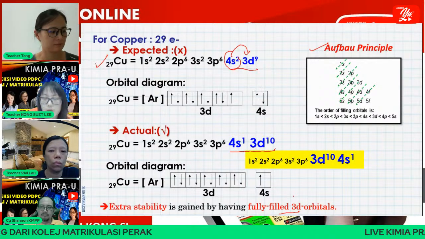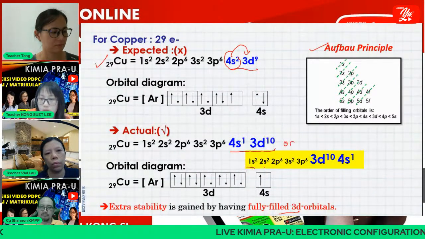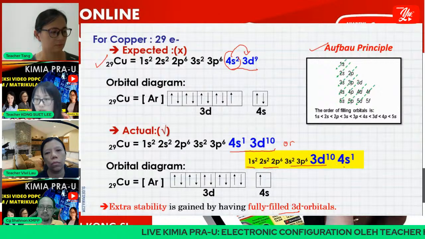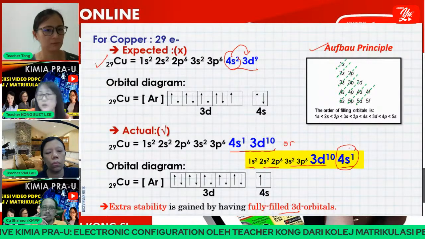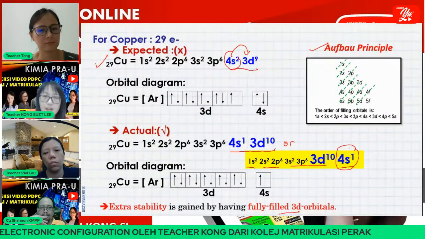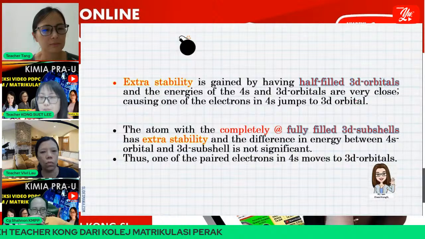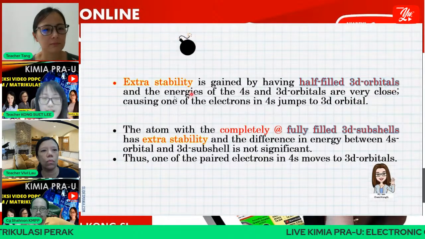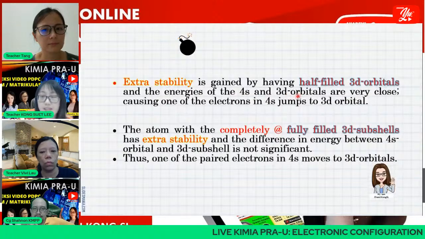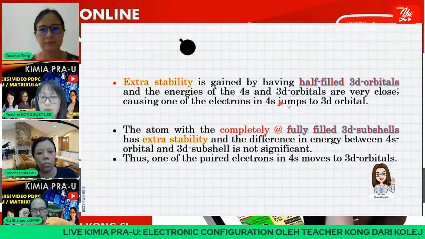Again, you can arrange according to n value, meaning n equal to 1 first, then n equal to 2, n equal to 3, then only n equal to 4, because the 4s1 will be removed first if the question asks which one is the first electron to be removed. So always remember, extra stability is gained by the half-filled 3d orbital, and the energy of the 4s and 3d is quite close and similar, causing one of the electrons in 4s to jump to 3d.